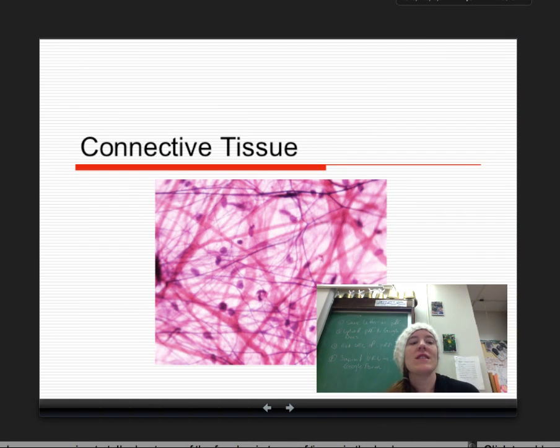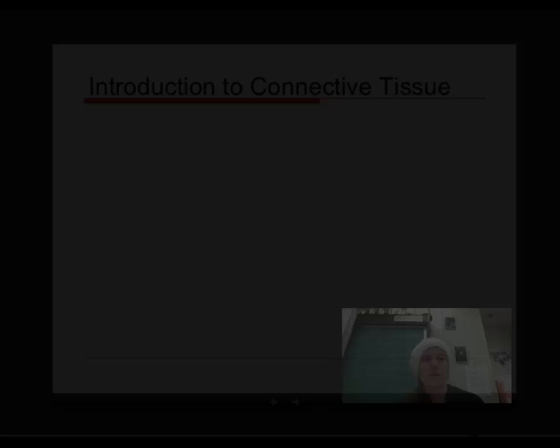Welcome. Today we're going to talk about one of the four basic types of tissues in the body, connective tissue. Connective tissue is the most abundant type of tissue in the body, and it's so important because of its ability to join and support structures. So sit back, relax, and enjoy your closer look at connective tissue.